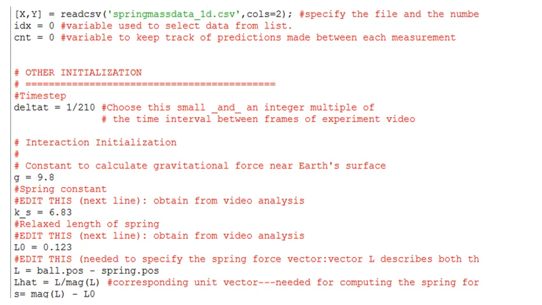Entering these initial conditions into our VPython code and inserting the name of our file of our actual obtained values from Tracker in order to compare them to the predicted times. We can now move on to the initialization section of the code. After putting in the initial conditions that we know, we then set L equal to the position of the ball minus the position of the spring, and L hat, the direction of the vector, equal to L over its magnitude. Then we can set s equal to the magnitude of L minus L naught.